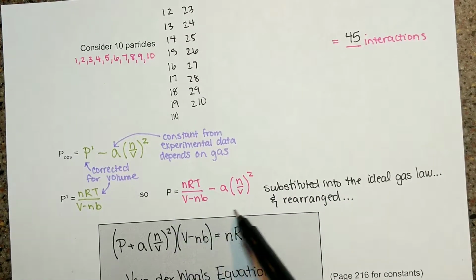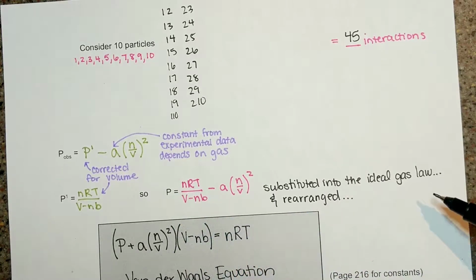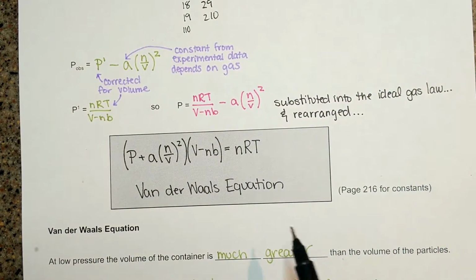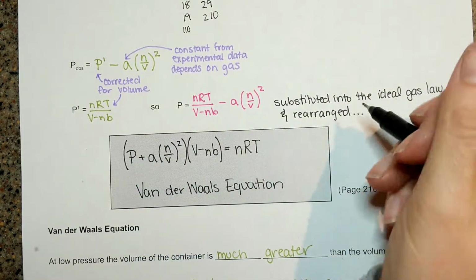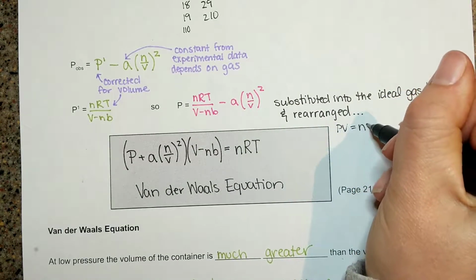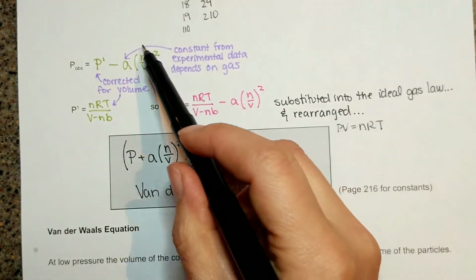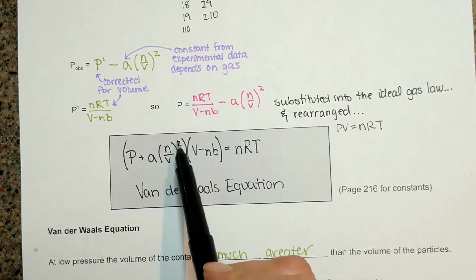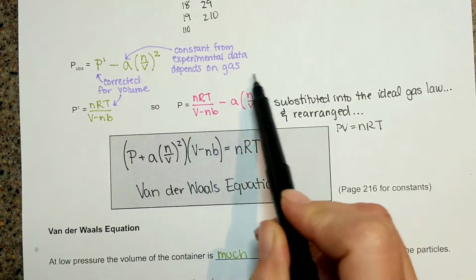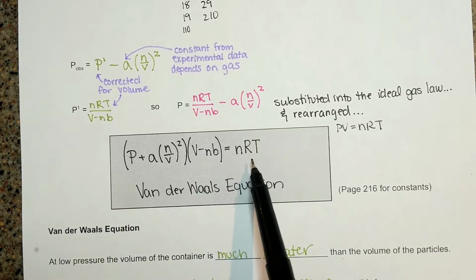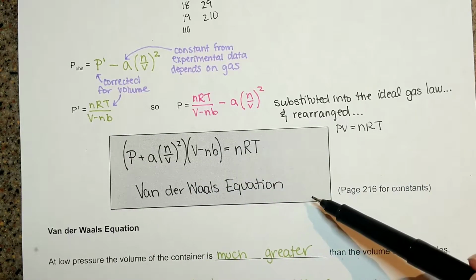When we plug this in for our corrected pressure into the ideal gas law and rearrange, we get this. This is Van Der Waals equation. Here, remember that I have PV equals nRT. My pressure we had to edit from here and here. So that ends up with this and this from this equation here. So we've edited our pressure and our volume equal to nRT. This is Van Der Waals equation.